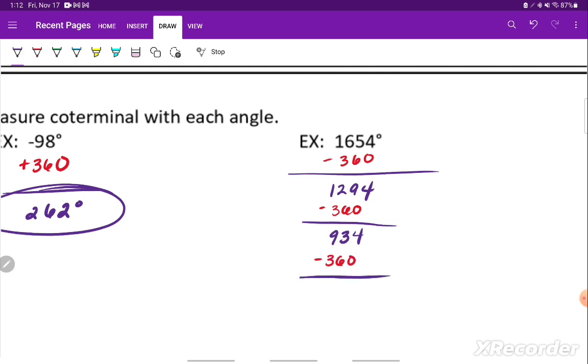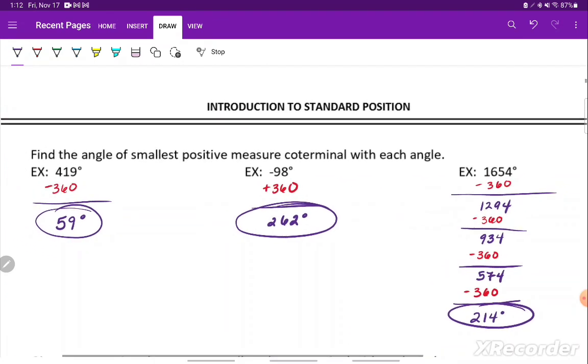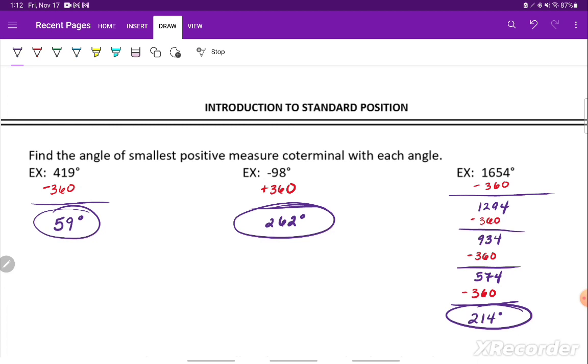And in reality, I'd just be doing this on my calculator. 574, still too big. Gonna subtract 360 again. 214. Finally, a number between 0 and 360. This is our smallest positive angle that is coterminal with 1,654 degrees. So to find a coterminal angle, you're just adding or subtracting 360 repeatedly until you get a number that falls between 0 and 360.